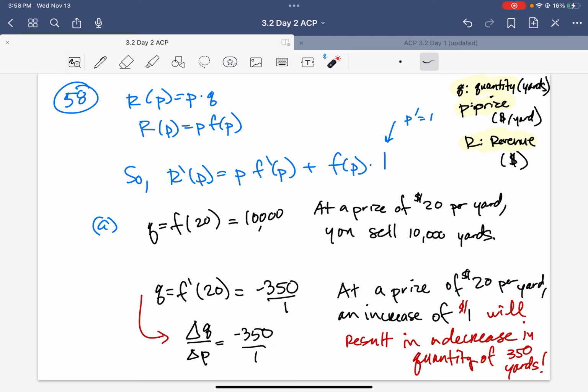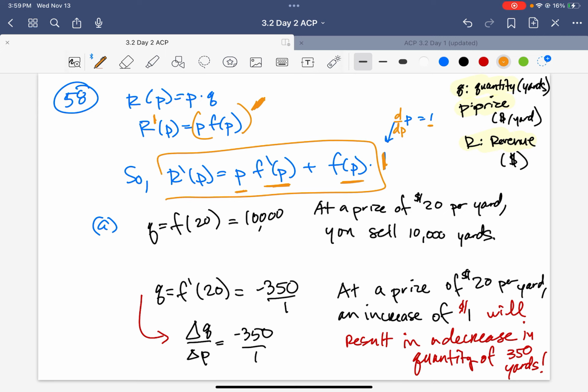38, it says that my revenue is price times the quantity that I sell. But guess what? Quantity is also a function of price, because, for example, you probably sell less if you make it really, really expensive. So revenue is just price times some function of price. If I take its derivative, the derivative of this product is the first times the derivative of the second, plus the second times the derivative of the first. But the derivative of p with respect to p is just 1. So that is the change in revenue.